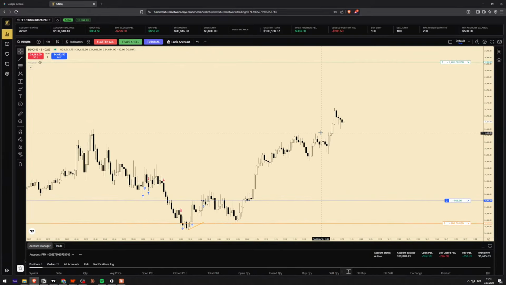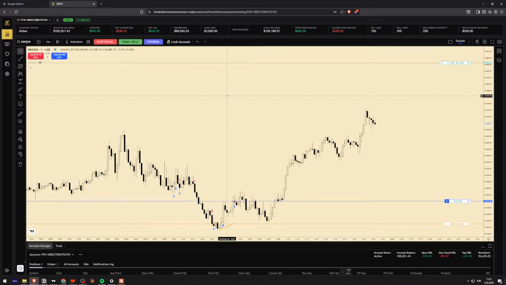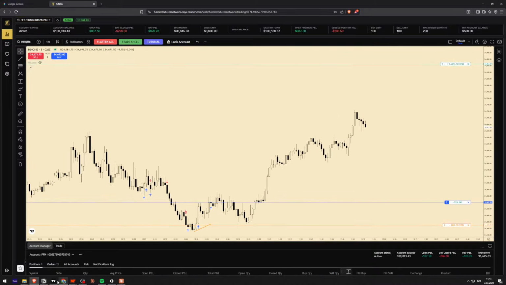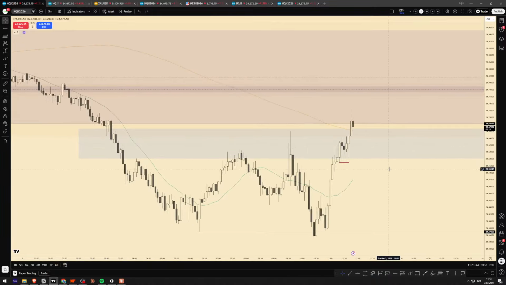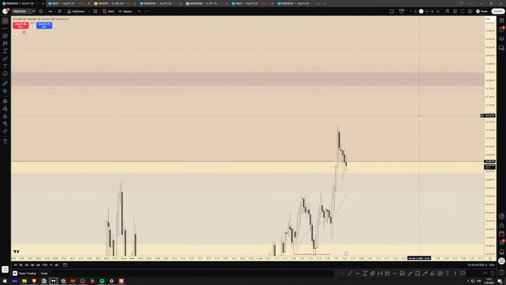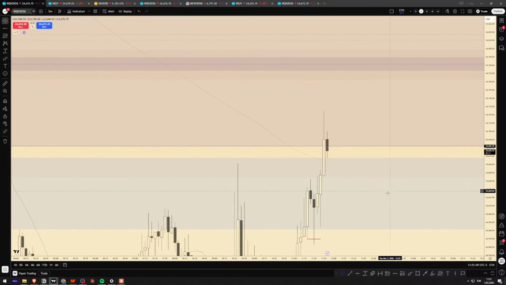By the way, this is not a paper trade. This is an evaluation account. I'm hoping to pass and get payouts from this one. The amount doesn't really matter for me, but yeah.